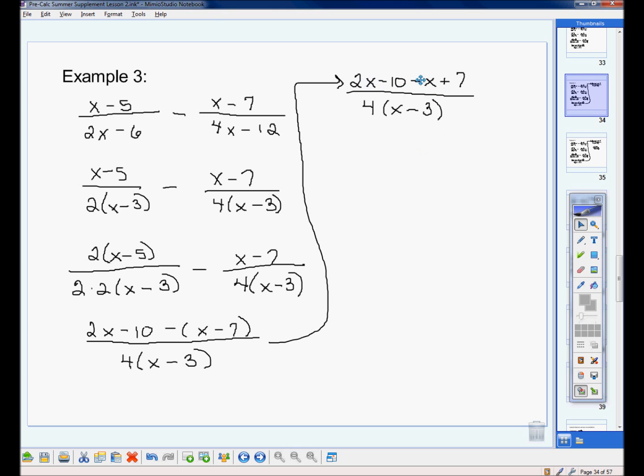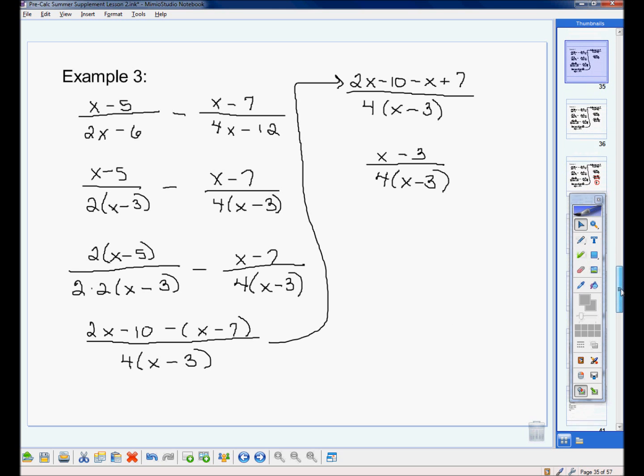Then we begin to put the pieces together. 2x minus x is x. Negative 10 plus 7 is negative 3. So we end up with x minus 3 here. Now here's where the interesting part is. We need to look for things to cancel.